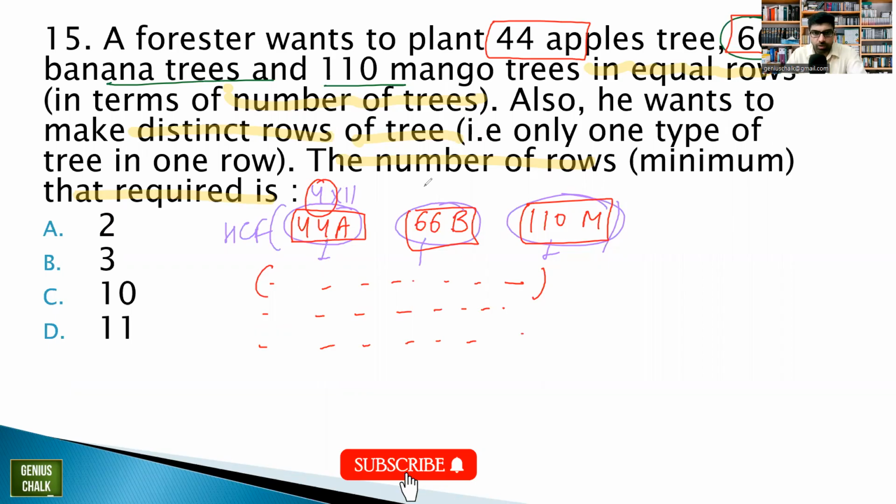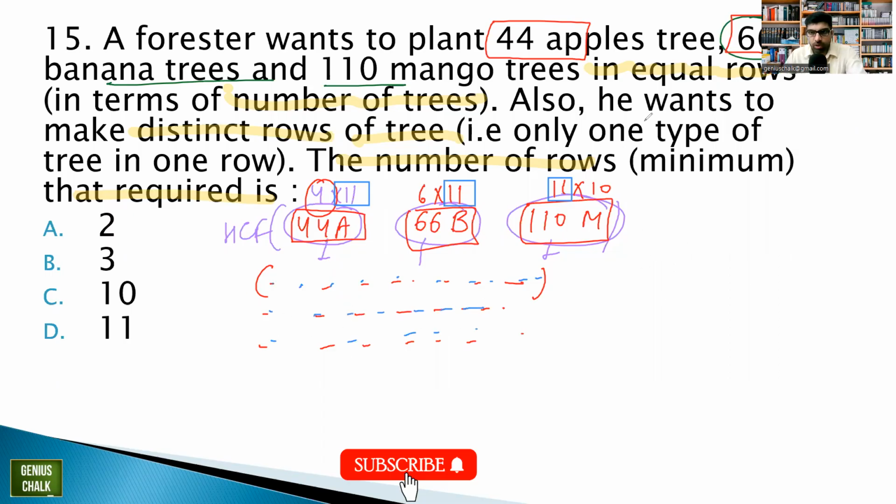So what is the HCF? You can see 4 into 11, 6 into 11, 11 into 10. The HCF of all this is 11. This is my HCF. 11 is present everywhere, you can see. So the highest common factor is 11. That means in one row, you can have 11 trees, like 1, 2, 3, 4, 5, 6, 7, 8, 9, 10, 11. Then again 11, again 11.